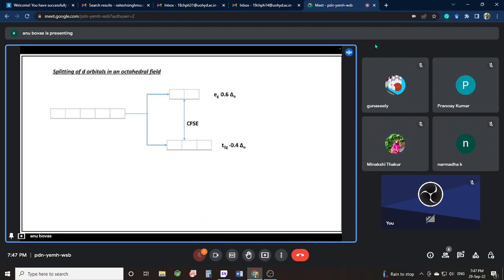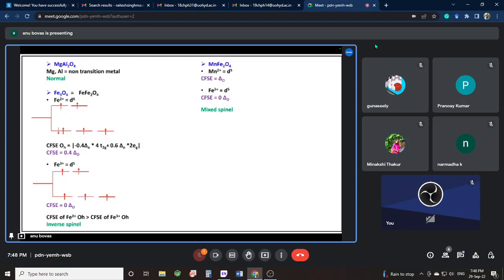Now, how to calculate CFSE? I think you all know this, but I am still giving you the simple equation. We multiply minus 0.4 by the number of electrons in the t2g orbitals, plus 0.6 times the number of electrons in the eg orbitals. We take the absolute value of the CFSE that we calculate, and then compare which one has more CFSE.